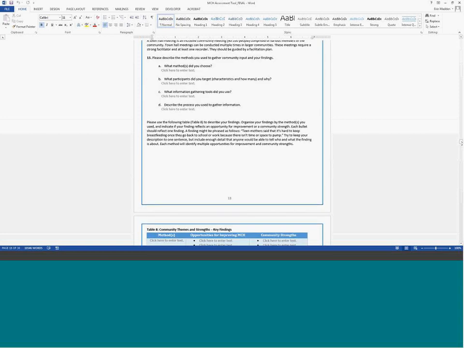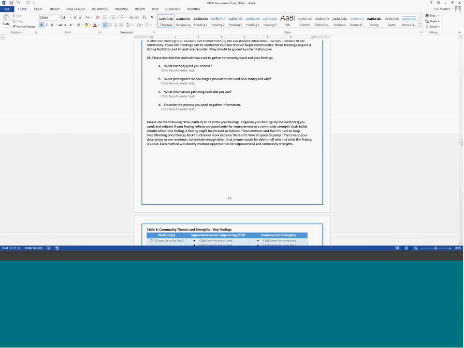You'll, in that second bullet under B, describe the participants that you targeted. This could be a broad community group. Maybe you just focused on adolescents. Maybe you just focused on clients of a particular service that the health department has. So this is where you'll describe who you gathered information from.